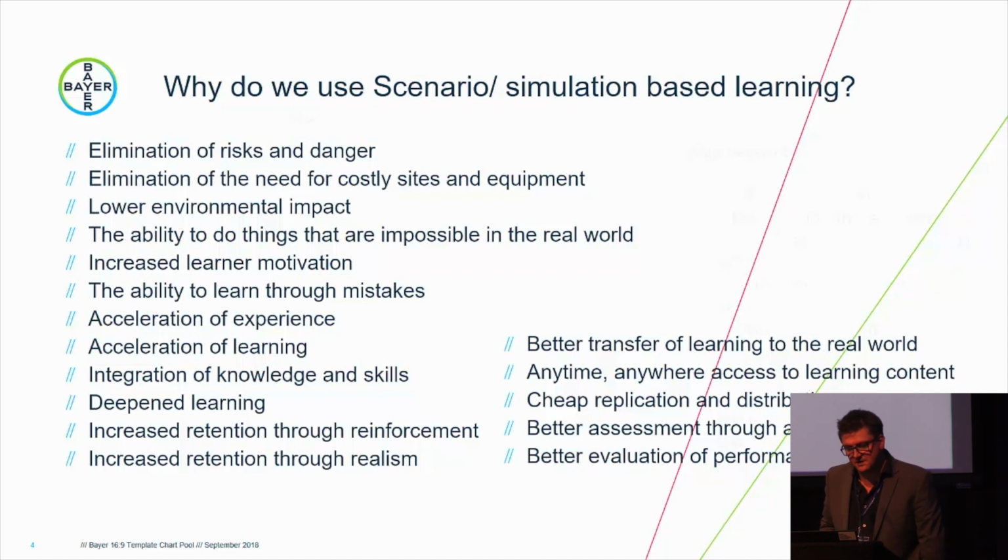Elimination of the need for costly sites and equipment. Going back to maybe a cost saving with e-learning, which I do believe exists because we employ 120,000 people, and sending 20,000 monitors to various training sites around the world is immensely costly. Not only that, it has a massive carbon footprint, so there's an environmental need as well. You can do things that are impossible in the real world.